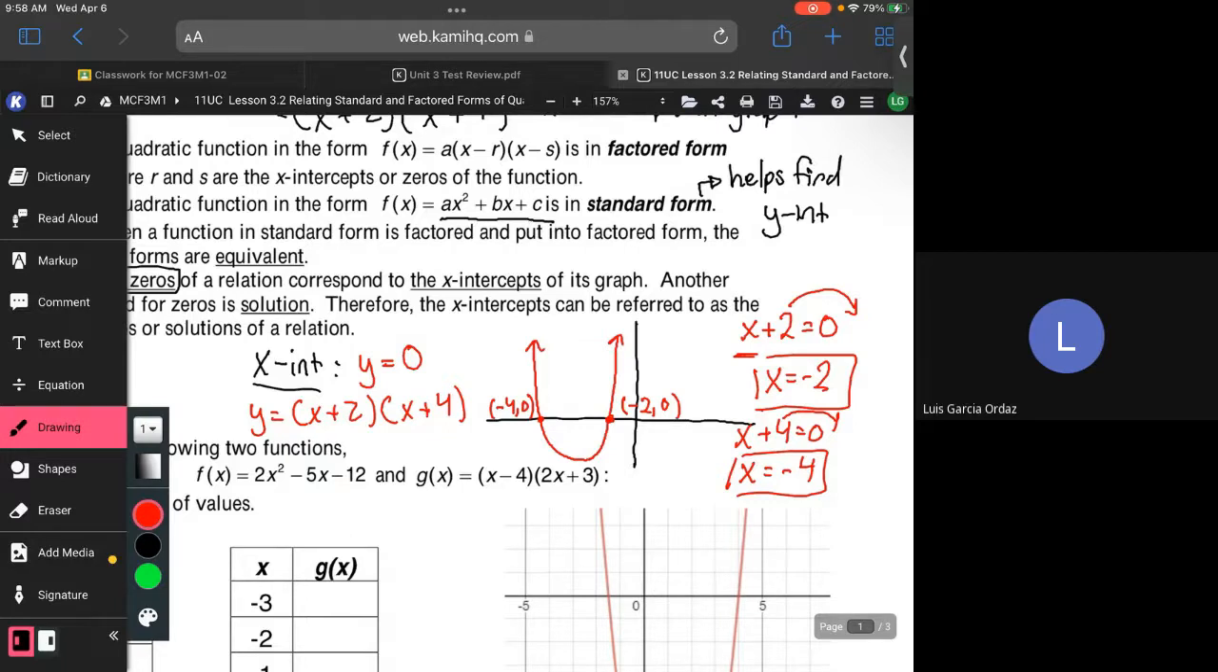Yes, Jade? Where's the a value? Whenever there's no number in front of the bracket, it's automatically 1. Sorry, so I got up to x equals negative 4 and x equals negative 2. Yep. So now you have to plot those on your x-intercepts.